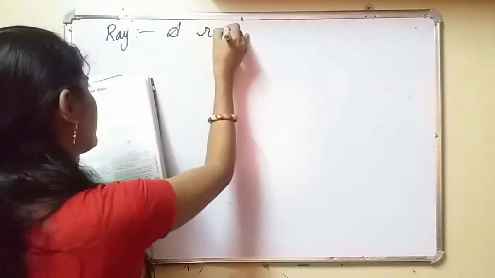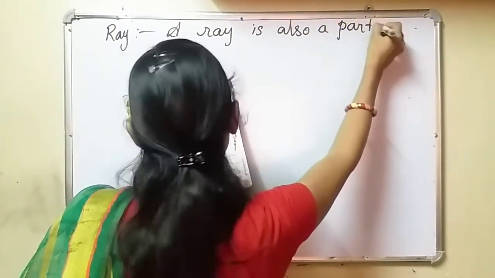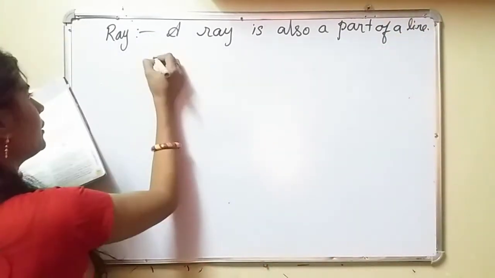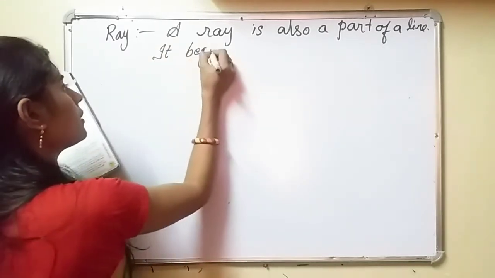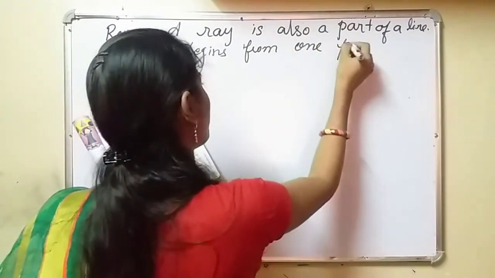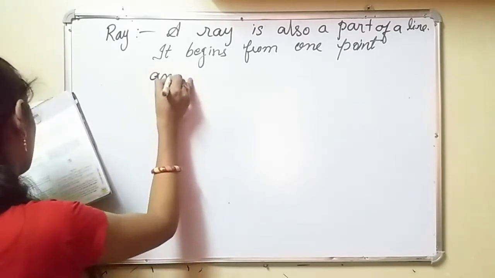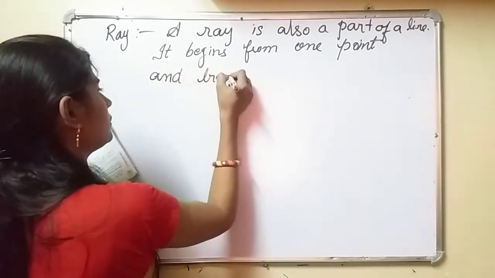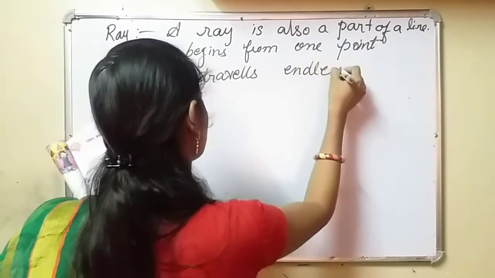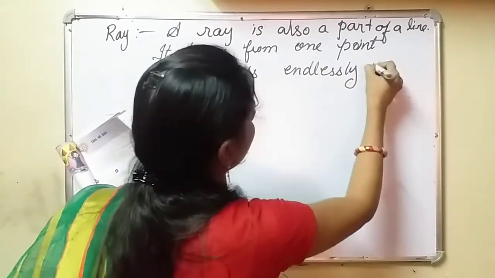A ray is also a part of a line. It begins from one point and travels endlessly in one direction.